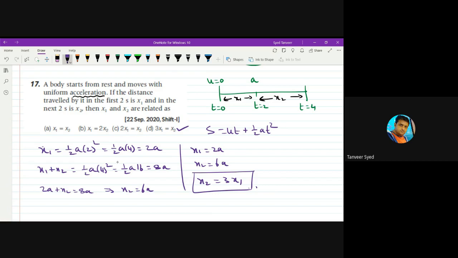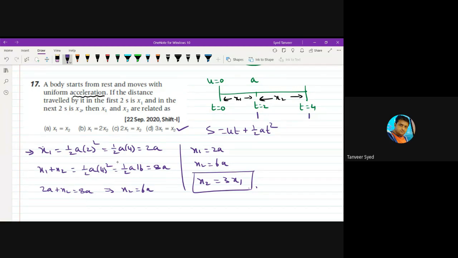దానికోసం నేను ఏం చేస్తున్నానంటే డిస్టెన్స్ ఉంది కాబట్టి s equal to ut plus half at square అప్లై చేస్తున్నాను. x1 ఈ 0 to 2 సెకండ్స్ ఈ పార్ట్ ఆఫ్ ద జర్నీకి అప్లై చేస్తే ఇది వచ్చింది. ఇది క్లియరా? Yes, sir. నెక్స్ట్ సెకండ్ పార్ట్ ఆఫ్ ద జర్నీకి అప్లై చేయాలి. 2 to 4 సెకండ్స్ అప్లై చేయాలి.